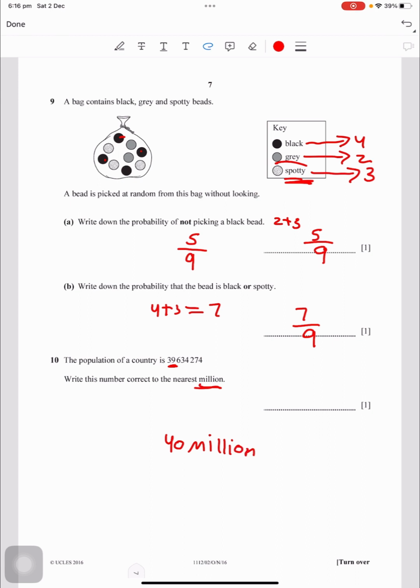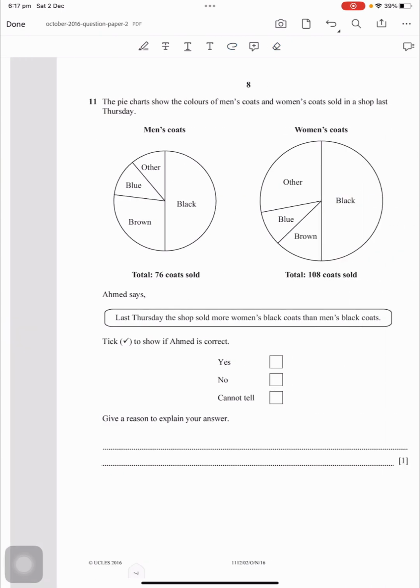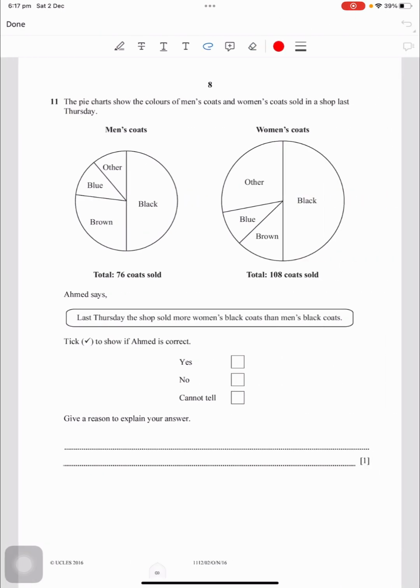And you have to be careful on writing the zeros. You have to write them correctly. 0, 0, 0, 0, 0, 0, 0. There. Okay, so this question is done. Let's move on now. All right. Okay, so question number 11.